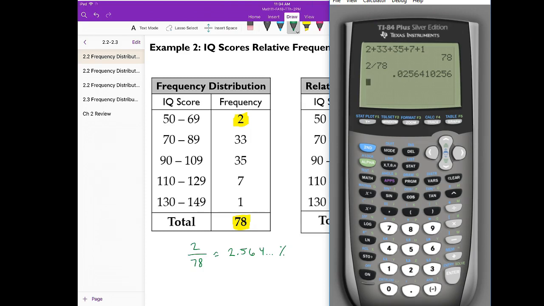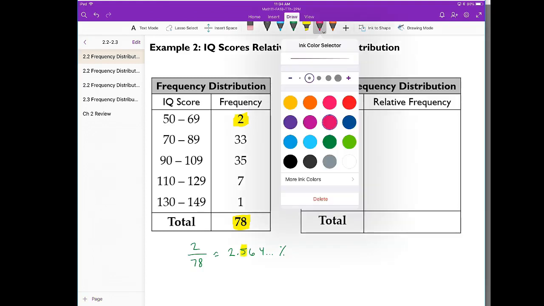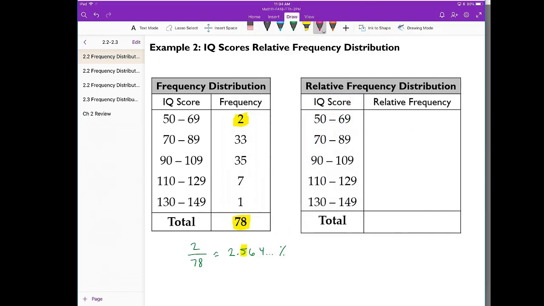And let's say that we want to round to 1 decimal place. Usually on MyStatsLab, they'll give you a round off place. In this case, let's round off to 1 decimal place. So the 1 decimal place would be right there. So in this case, as a percentage, this would be 2.6%.